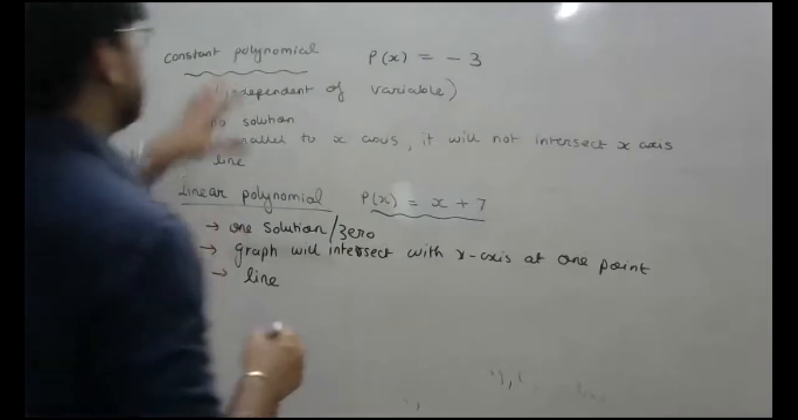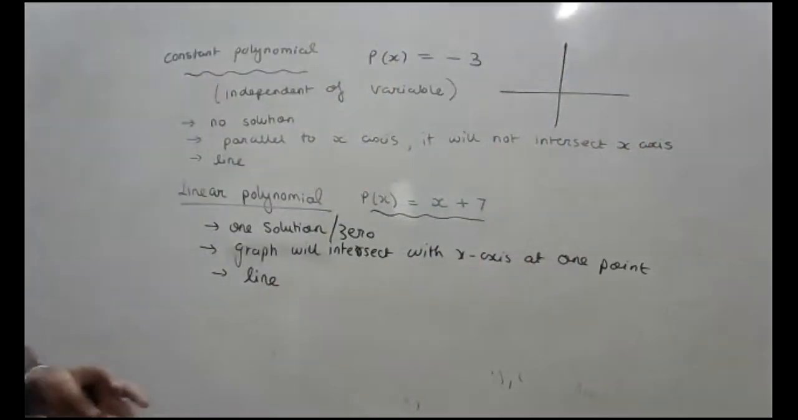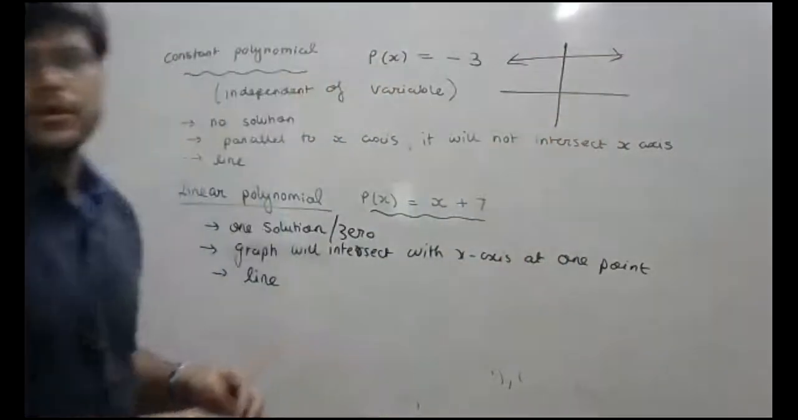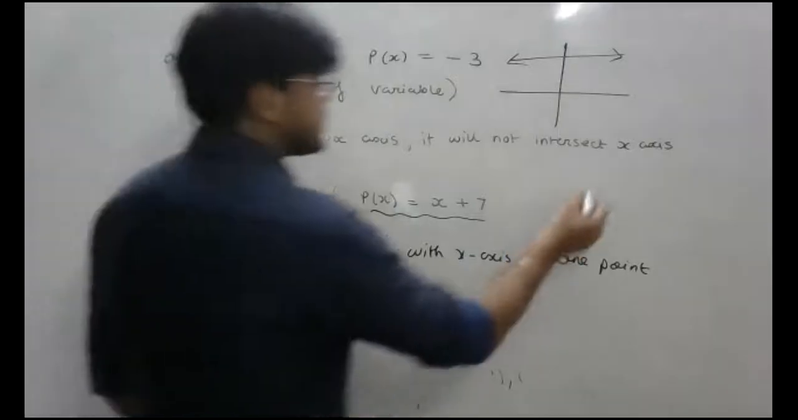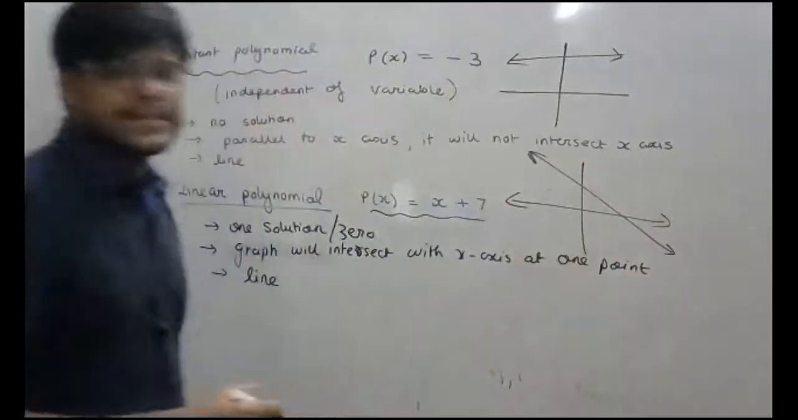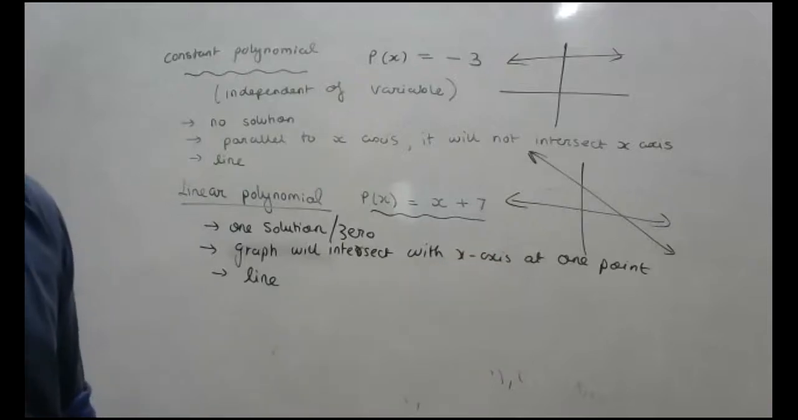So understand the sample. इसका ग्राफ कैसे दिखेगा? Constant polynomial graph will look like this, parallel to the x-axis. Yes, it will not intersect the x-axis at all. And a linear polynomial's graph will look somewhat like this. It will intersect the x-axis at one point. You can draw this sample for your understanding.